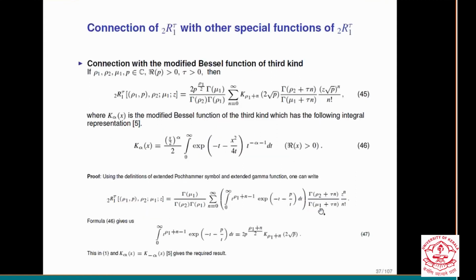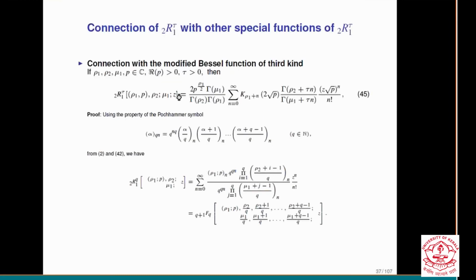So here we give some relation with some other special function. This is connection with the modified Bessel function of the third type. So if rho 1, rho 2, mu 1 belongs to complex number and L3 greater than 0, then this is equal to this one. This is your equation number 45. And where K alpha is called the modified Bessel function of the third type, which has the following integral representation that is given by this. This is your equation number 46.